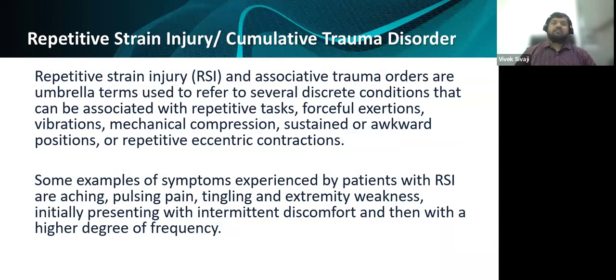For example, repetitive strain injuries, cumulative trauma disorders. I think some of you might have learned it by another name, work-related upper limb disorders, right? And associated trauma disorders that are present fall under the umbrella terms. They refer to several discrete conditions that can be associated with repetitive tasks, forceful exertions, vibrations, mechanical compressions, sustained or awkward positions, and repetitive eccentric contractions. For example, you have various things like tendonitis, peritendinitis, epicondylitis, tenosynovitis, all examples of the same. You have your carpal tunnel syndrome, tennis elbow, etc.